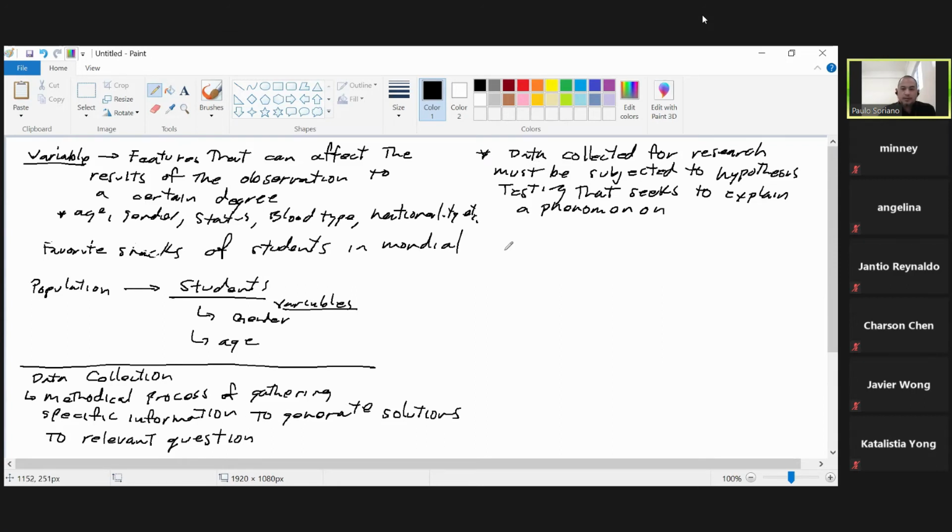Why? What is the importance of this one? The importance is it proves the integrity of the research. That means whatever you are saying is credible. It's not a guess, and it's not based on your feelings.